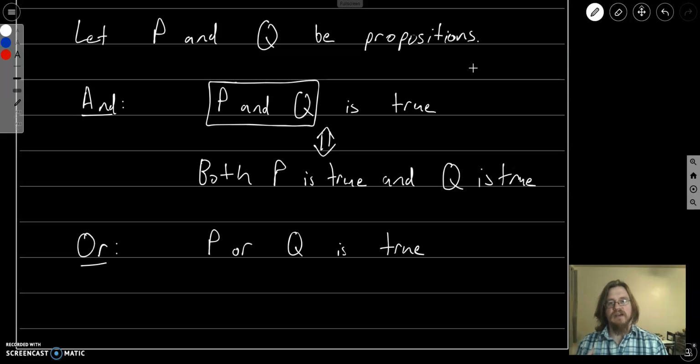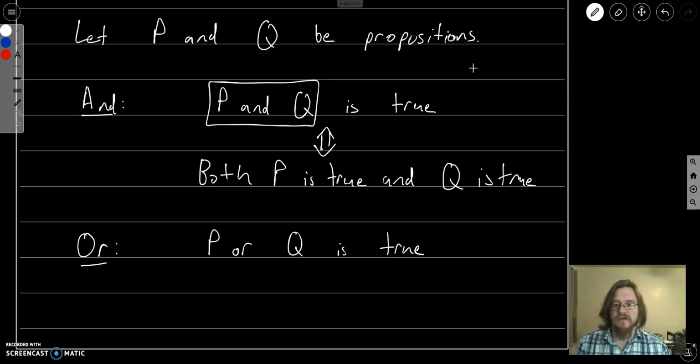And this makes sense in everyday language. If I said 2 plus 3 is equal to 5 and it is not raining, that means that 2 plus 3 is equal to 5 on one hand, but on the other hand, it would mean that it is not raining. So both things would be true. So and is pretty easy to deal with. In order for two propositions separated by an and to be true, both the propositions have to be true individually.